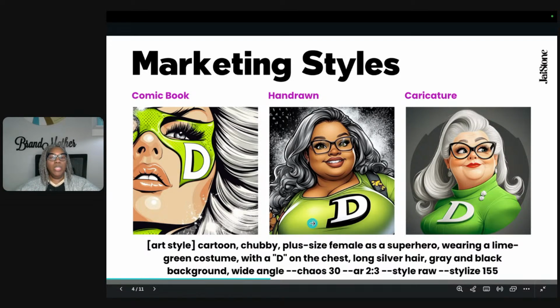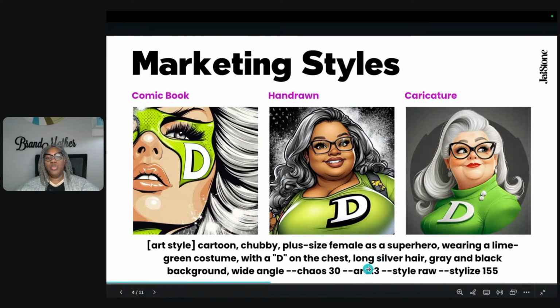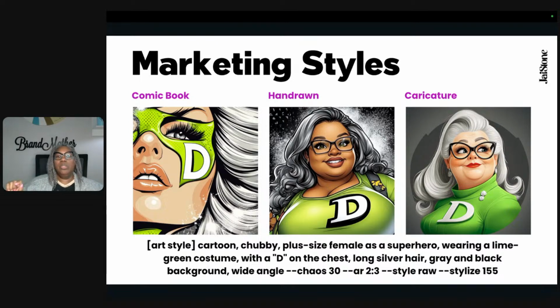Superhero wearing a lime green costume with a D on its chest, long silver hair, gray and black background. These are my brand colors. Wide angle. We talked about angles and distance yesterday. We talked about keeping that chaos at 30, the 2-3. I'm showing it on a 1-1 ratio, but 2-3 is what I prompted it as. And look how low this stylization number is. Why? Because I needed it to adhere to the prompt as closely as possible. Okay, and it was kind of giving me more Midjourney beautification.